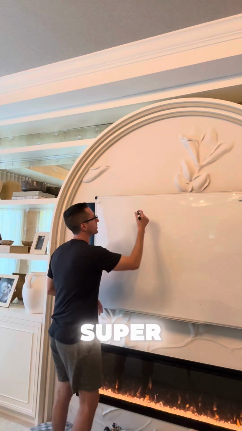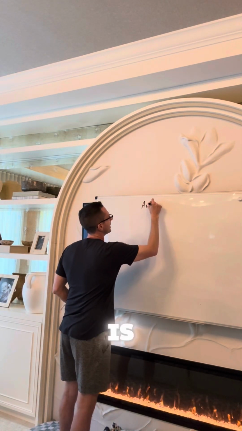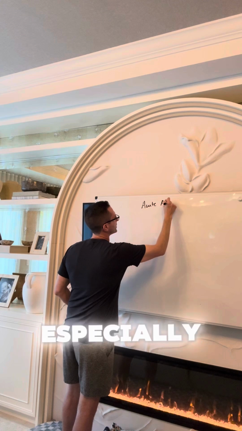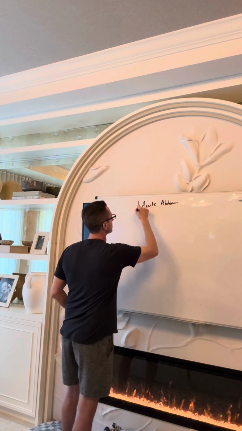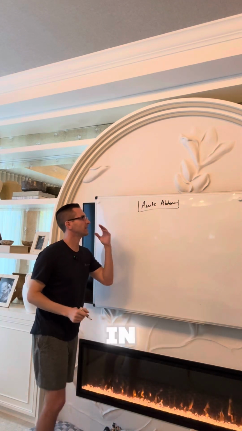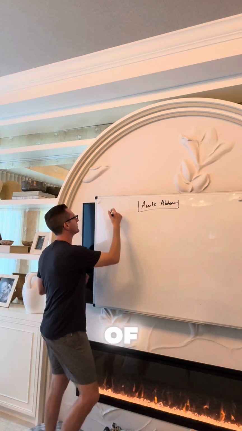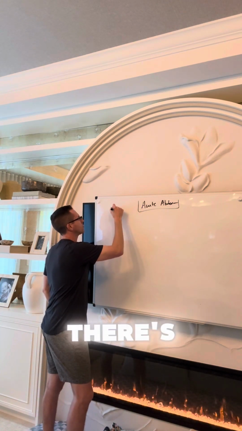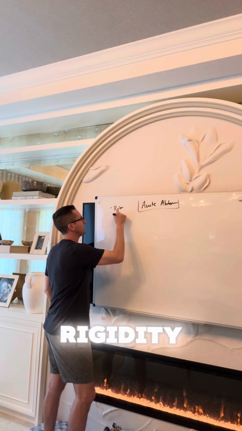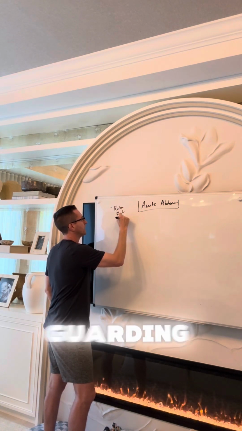All right, next is a super fun topic and is very important for especially my interns out there, or anyone seeing patients in the emergency room: the acute abdomen. So first off, what are the signs of an acute abdomen? Well, we always say there's rebound, rigidity, and guarding on the exam.